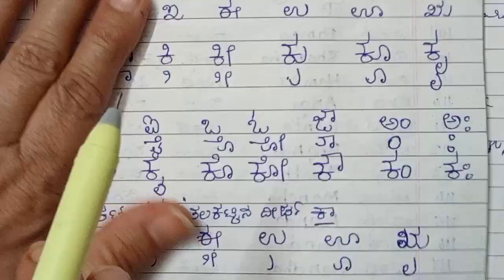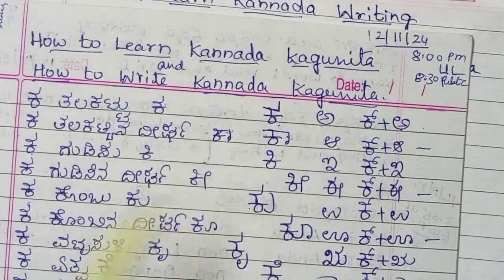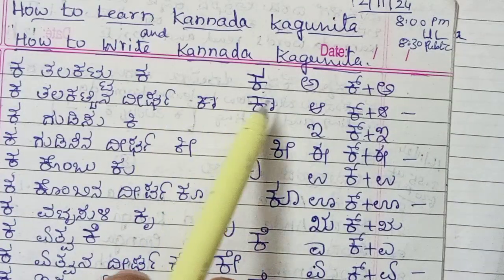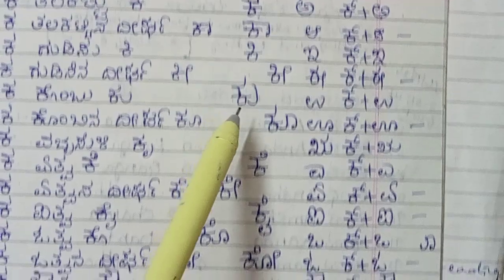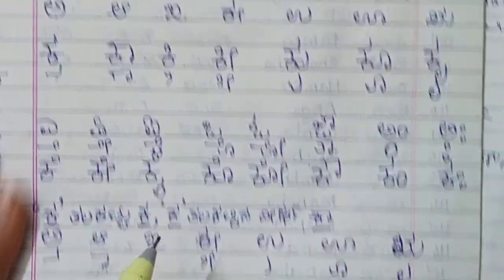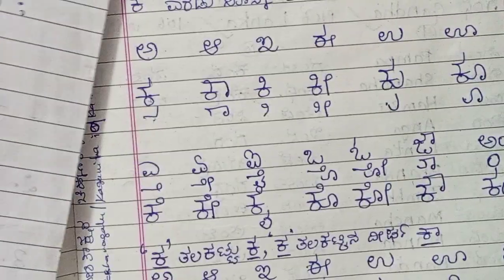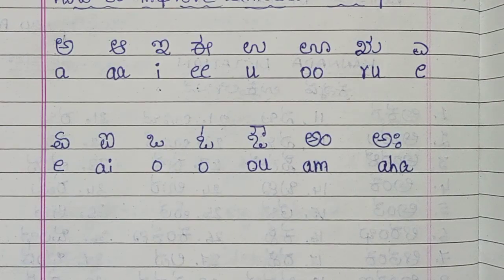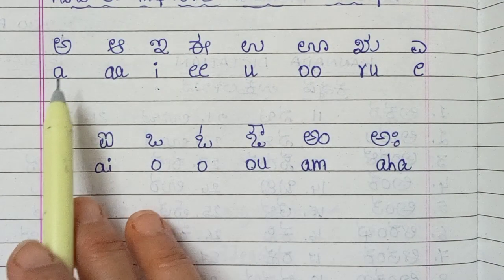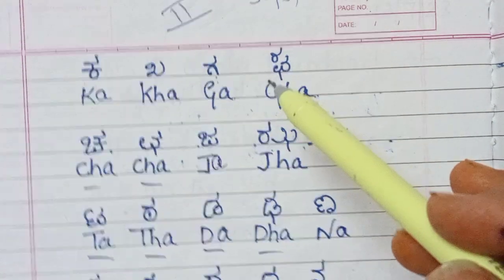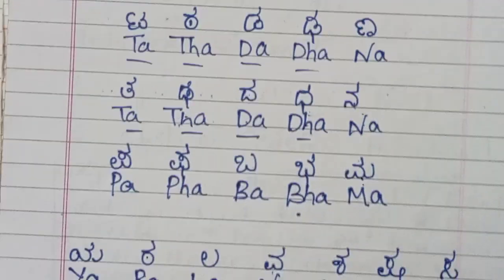I have already uploaded this video long back. In that I have explained all these swara chihnegalu, all these signs. If you learn this, it is more than enough to read and write Kannada. So now here the first phonic sound is A. For this you must know all these Kannada consonants, Ka to La.